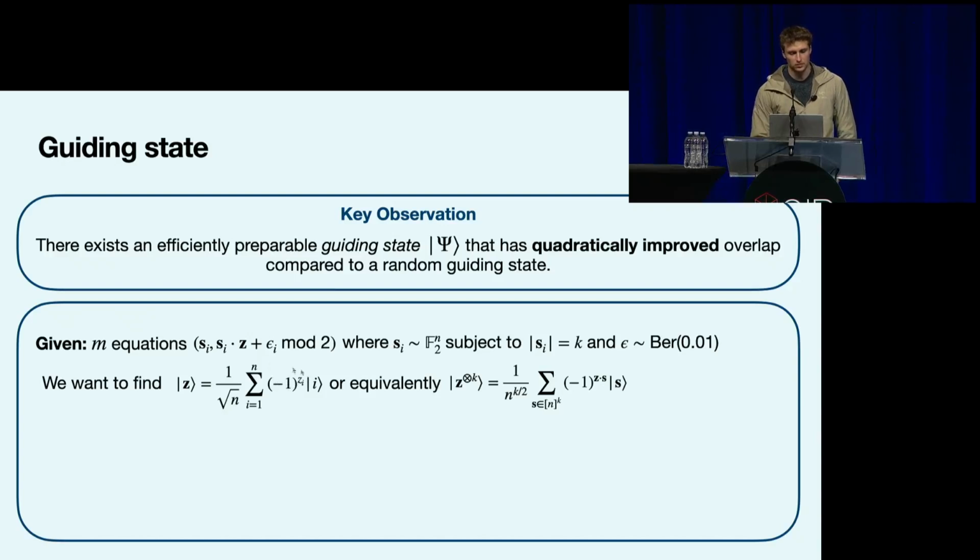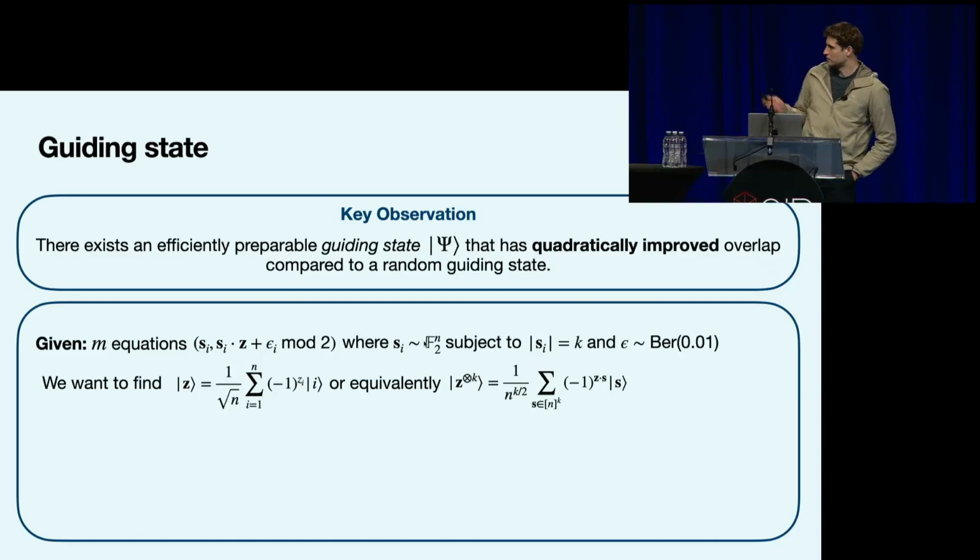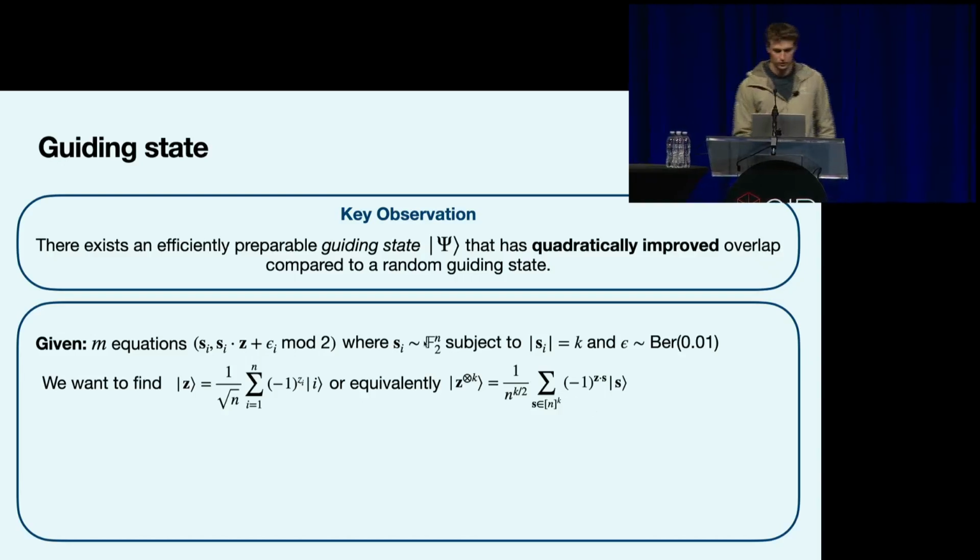Finding the z is pretty much equivalent to finding its k-fold tensor product. And you can easily convince yourself that this takes the form as I wrote down there. You can write it as a superposition over k-tuples, where the phase of some k-tuple s is defined by the inner product of that k-tuple with the planted key z. So this state at the very right is the state you want to prepare.